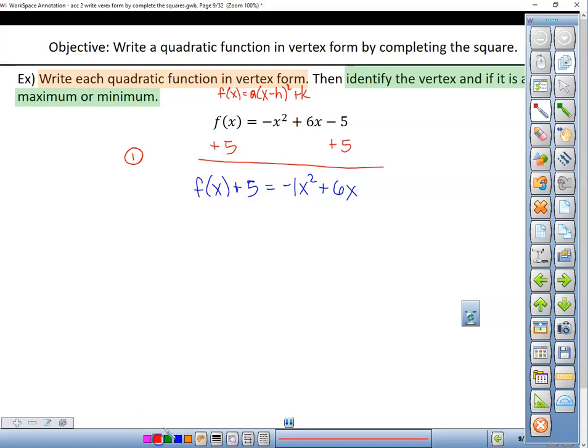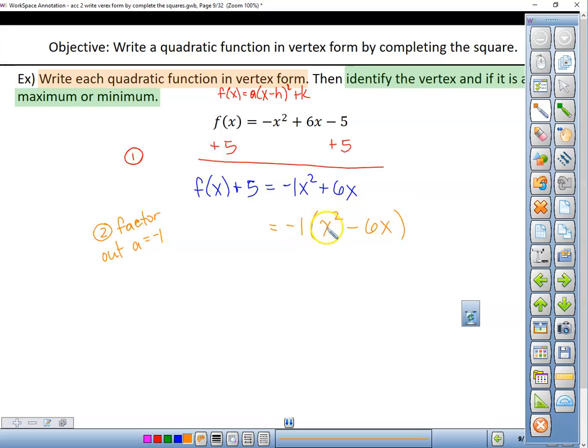Now, the procedure we use to help us figure out what number we do need to create a perfect square trinomial only works when our a value is +1. So if our a value is anything other than +1, our second step is to factor that number out. So here our second step is to factor out the a value of -1. We've learned that when we factor out a negative that it changes the signs. So this would become a +1x squared, and our +6x would become a -6x.